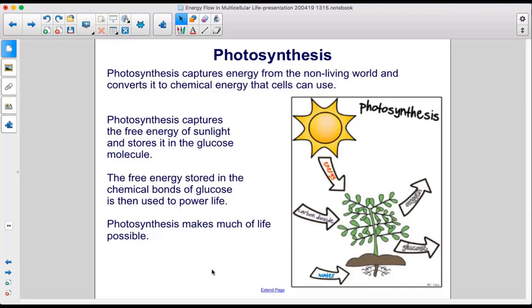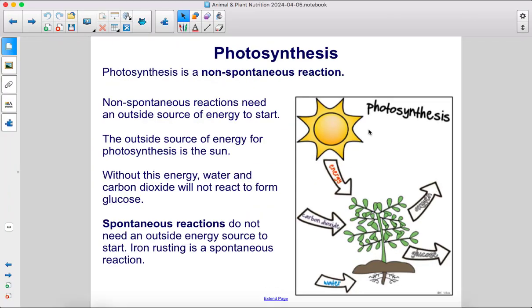Photosynthesis captures energy from the non-living world and converts it to chemical energy that cells can use. Photosynthesis captures the free energy of sunlight and stores it in the glucose molecule. The free energy stored in the chemical bonds of glucose is then used to power life. Photosynthesis makes much of life possible.